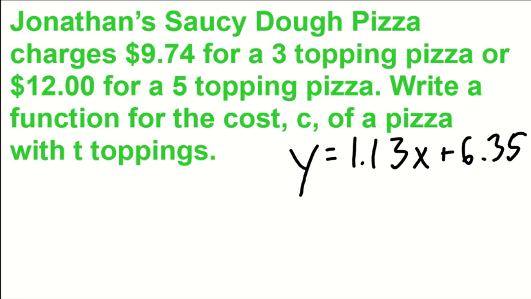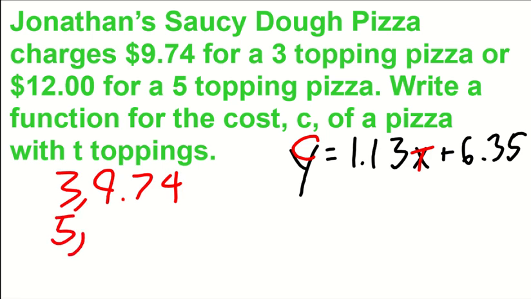It gave us the variables, so we should have c equals and t for the number of toppings. Oh, when you're setting up your ordered pairs, you got them flipped. X would be the number of toppings, okay? The total cost is almost always going to be a y value. So when it gives you the 3 toppings for $9.74, we'd have 3 and $9.74. 5 then, and the $12.